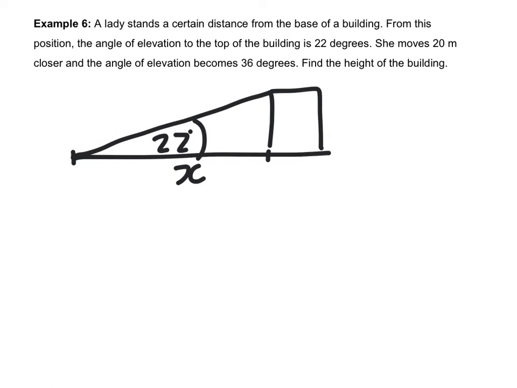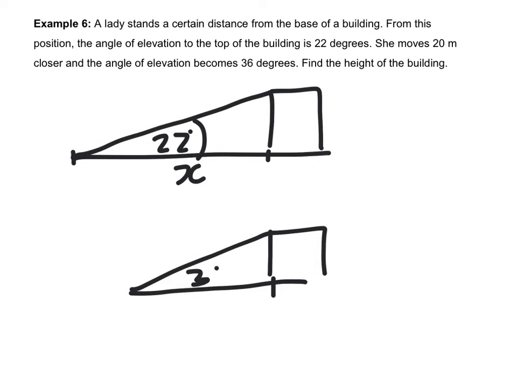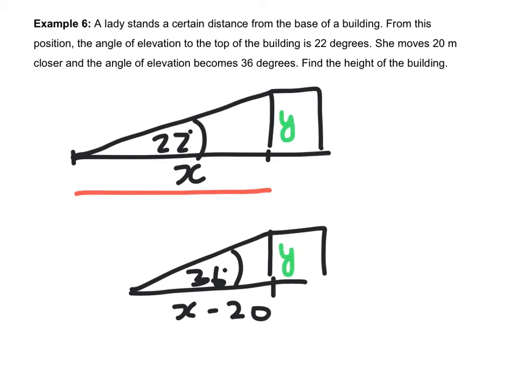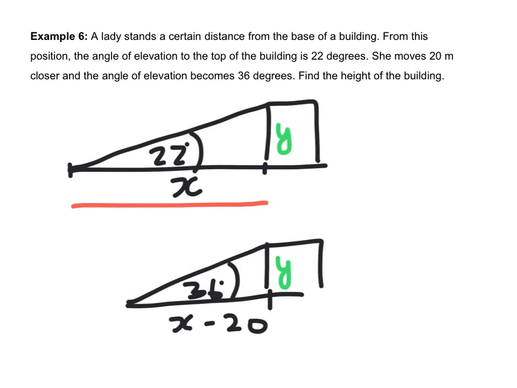And then the second situation, she moves 20 meters closer, so we have the building again. She moves 20 meters closer and the angle of elevation becomes 36 degrees. So if the original distance up here is x and this is 20 meters closer, then this distance here is x minus 20. Now the question is asking us to find the height of the building. So we're going to call the height of the building y. Now, to work from here, this is quite tricky. What we need to do, we're going to try to find two expressions for y.